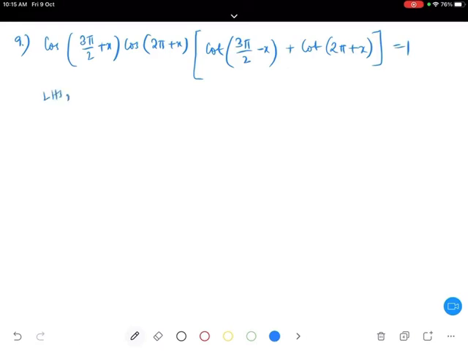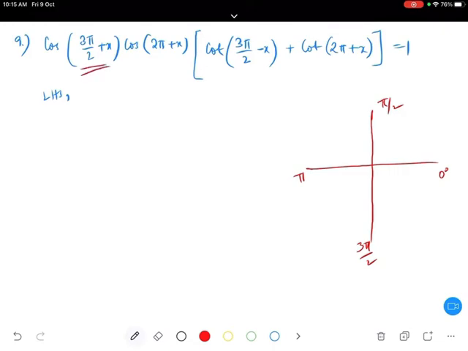So tell me guys, what is the value of cos of 3 pi by 2 plus x? Now I will just draw the quadrants. I have 0 degrees here, pi by 2 here, pi here, and 3 pi by 2 here. So tell me, what is cos of 3 pi by 2 plus x? Tell me fast guys.